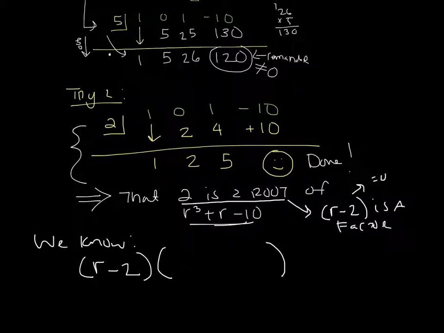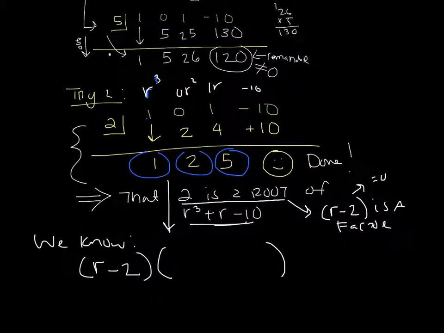Let me get another color, I'll do blue. It's these numbers here. But remember, this is r cubed. This was really represented as r cubed, that was 0 r squared, that was 1 r, and then of course negative 10. So you divided by r, so you know the power is going to drop. So this is going to be r squared plus 2r, and then plus 5. That's the constant. And then that's going to be equal to 0.